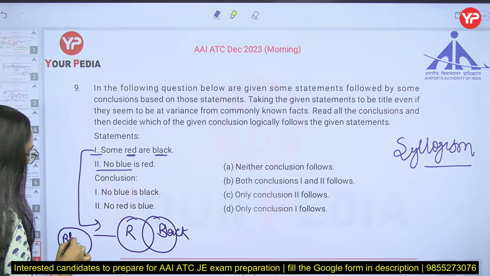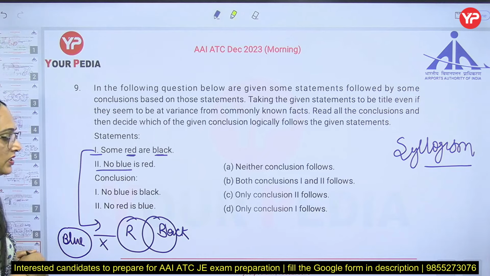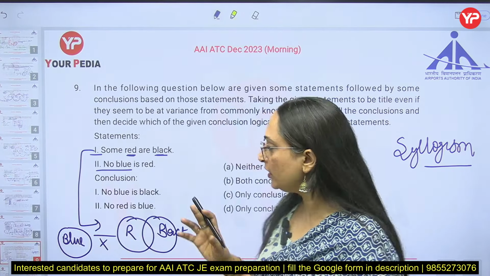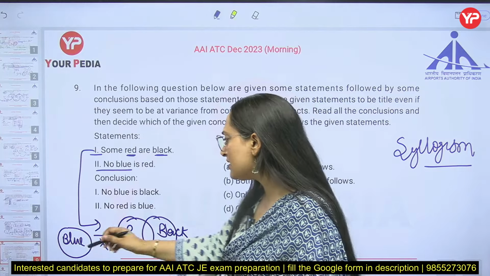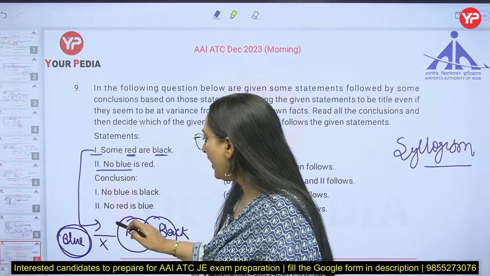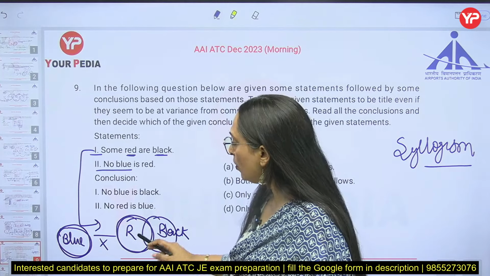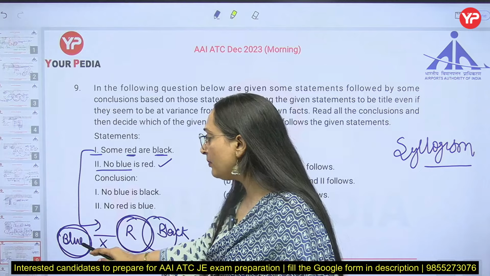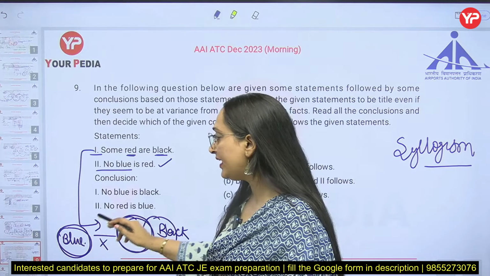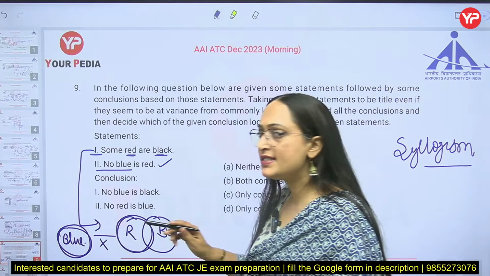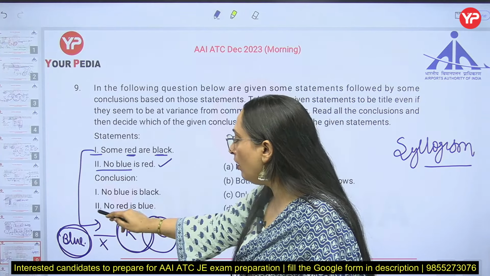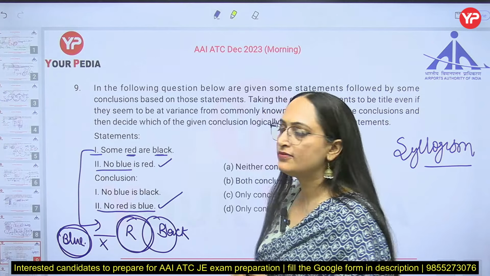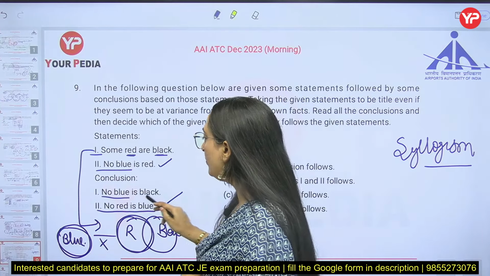Now, no blue is red. In syllogism, if we have a direct relationship between two circles, so this is a circle for blue and this is a circle for red. In this statement, he is saying that no red is blue. That means we are 100% sure if no red is blue, then no blue is red. So no blue is red and no red is blue. This is true.